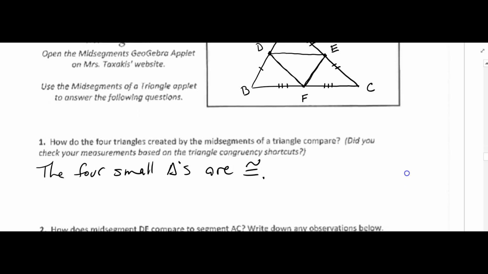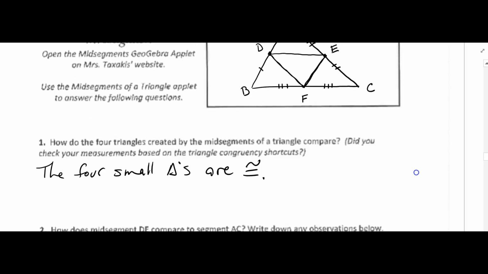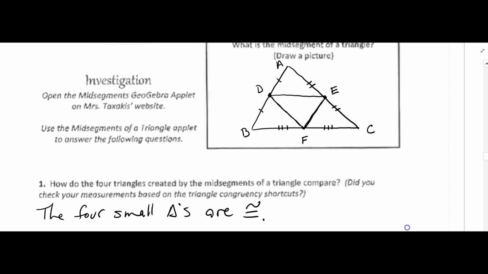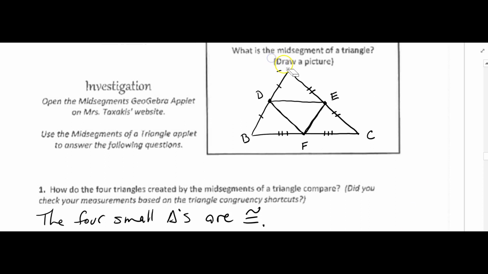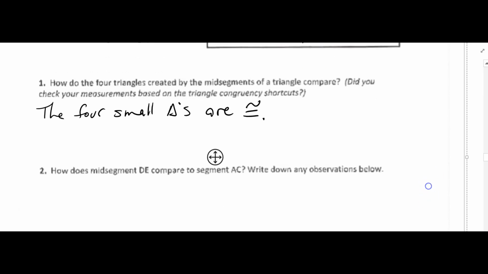Next, the question says, how does midsegment DE compare with segment AC? Looks like I switched these 2 letters, so let's flip A and B here. Let's make this A and this B. Sorry about that. So we're looking at DE and AC. As it turns out, if you were to draw the midsegment of a triangle, the length of this midsegment would be half of the length of the side that it's parallel to. So how does midsegment DE compare to segment AC?